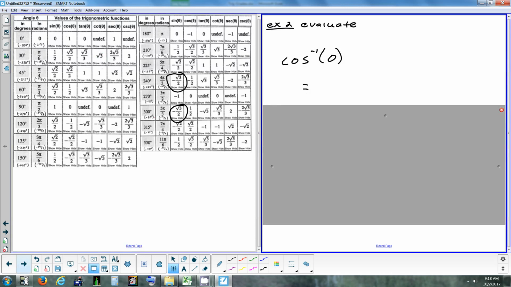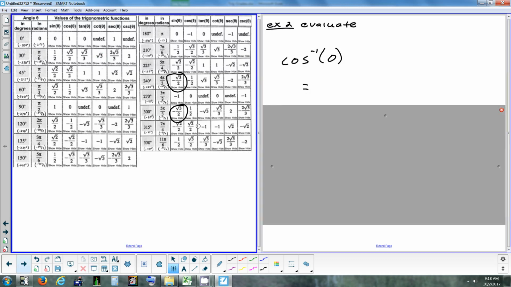All right, for inverse cosine, it's pretty much the same idea. This time, go to your cosine column, look for that answer. But can someone remind me what we're looking to be between this time? We're not negative 90 to 90 anymore. 0 to 180. Yep. So I'm going to look for 0 in the cosine column. Okay, I find it here.